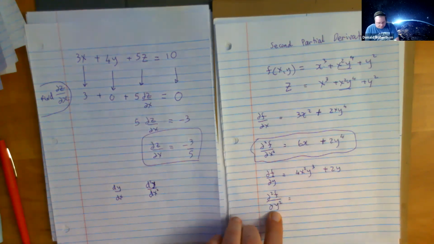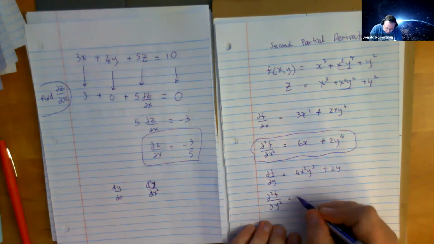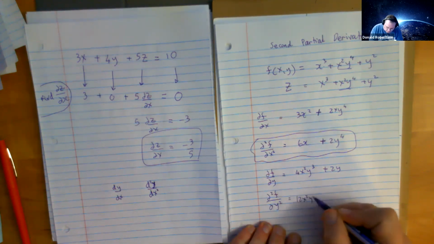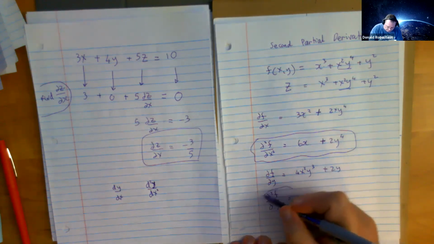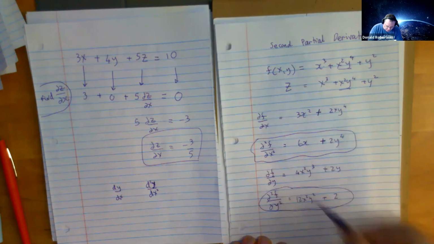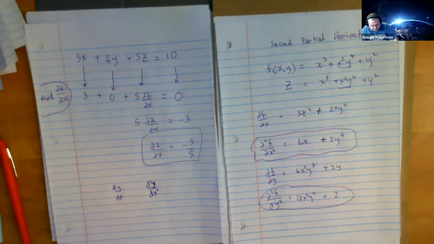With respect to y. If you do this fella, you get what? 12 x squared y squared, and this guy gets you 2. And would you agree, it's not really a surprise once you do enough of these, that these are quite different from each other? I mean, they have x's and y's in them, but they're significantly different, aren't they? Which is what you'd normally expect to see.